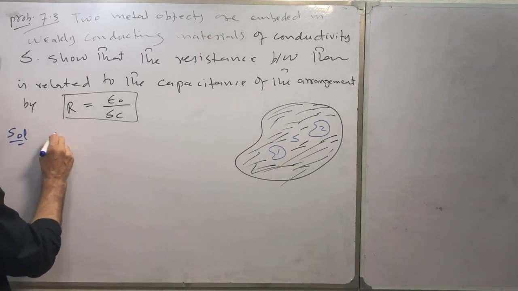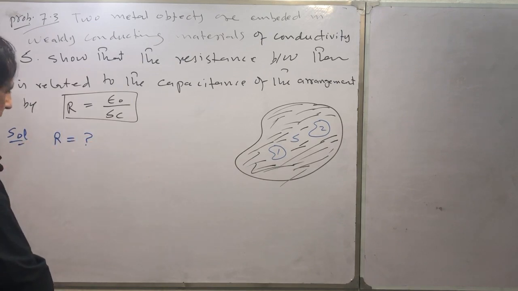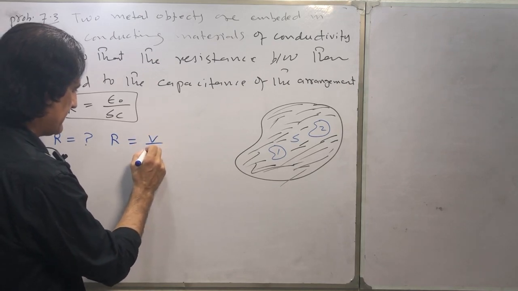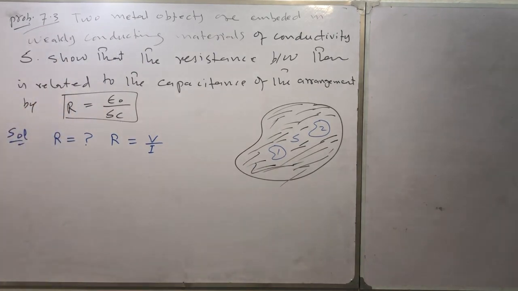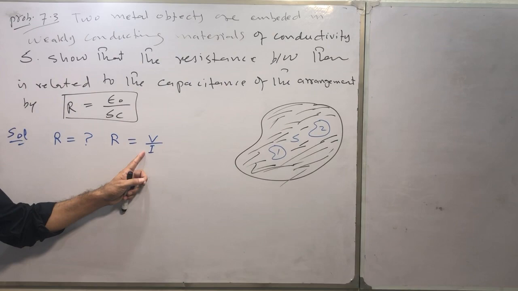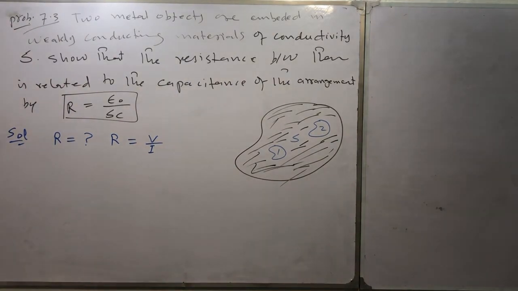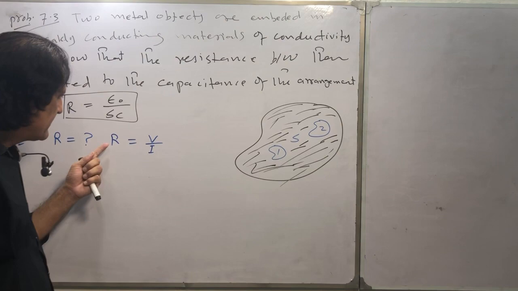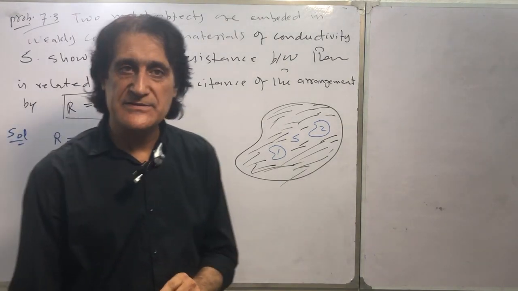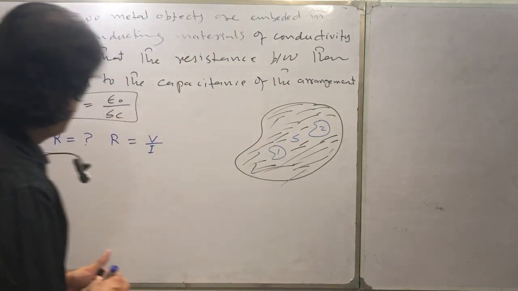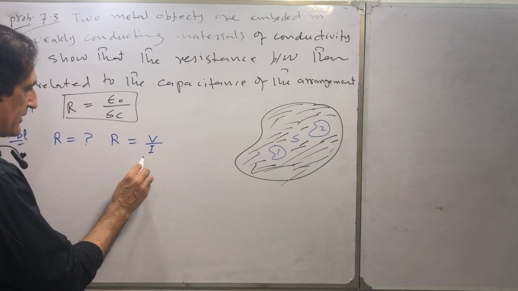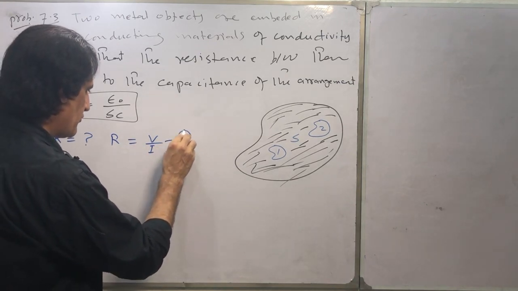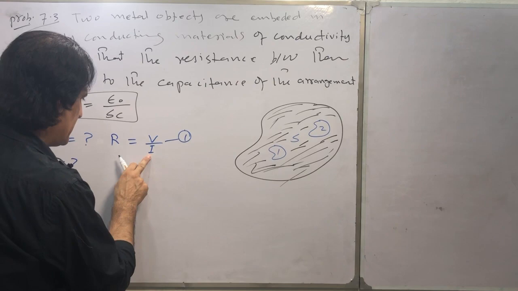The solution of this equation: we need to find the resistance R. The resistance R is V divided by I. The first point is we need to calculate the current I, and we also need to have the voltage V. Then we can show this resistance R. Now we need the current I, because from equation 1 we need the potential, we need I.